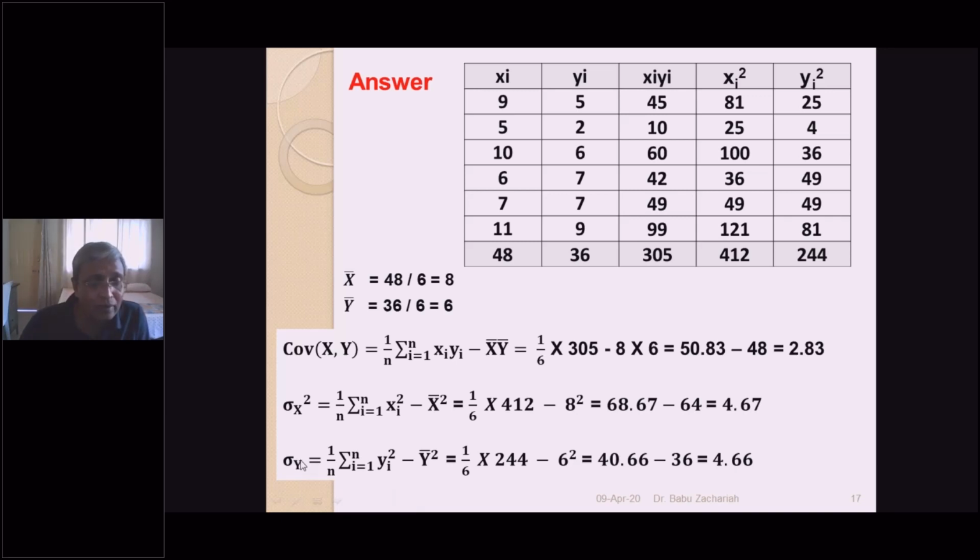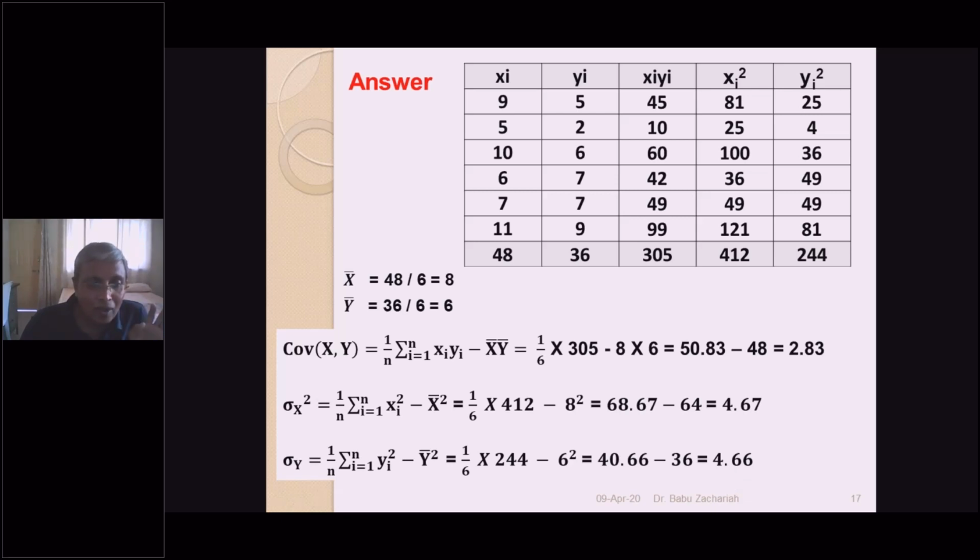Similarly, y bar, sigma yi square. Okay, here it is square. I forgot to put it, it is a mistake. So the formula is similar, and this 1 by 6 into 244, that comes from the last column. These are yi square. 244 is sigma yi square. And y bar square, y bar is 6. Y bar square will be 6 square. So this 244 by 6, 40.66. 6 square is 36. The difference is 4.66.